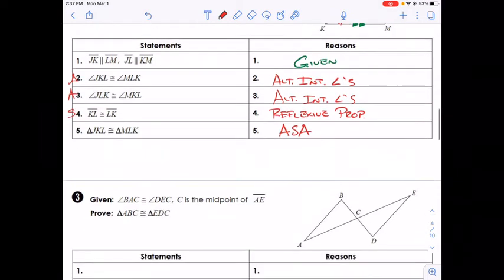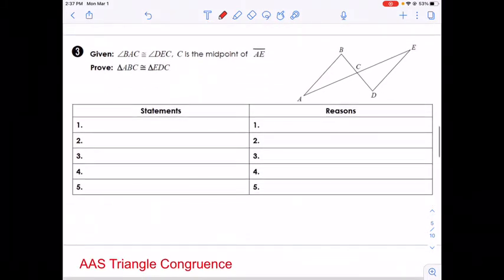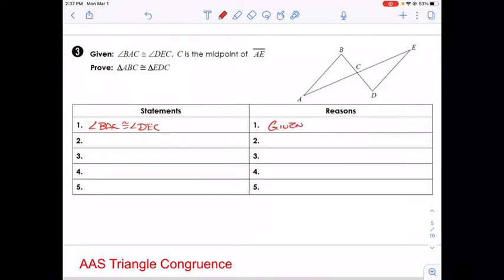All right, let's look at number 3. So number 3, we have no statements, no reasons to give. So let's go ahead and start by writing down what we know. We know that angle BAC is congruent to angle DEC. Okay, that's going to be given. Now, let's go ahead and mark it on here.